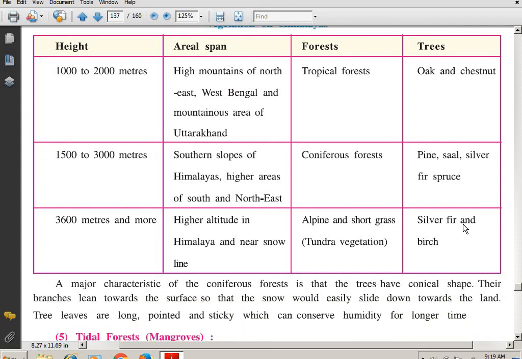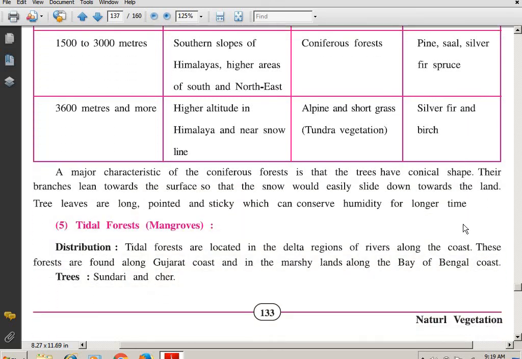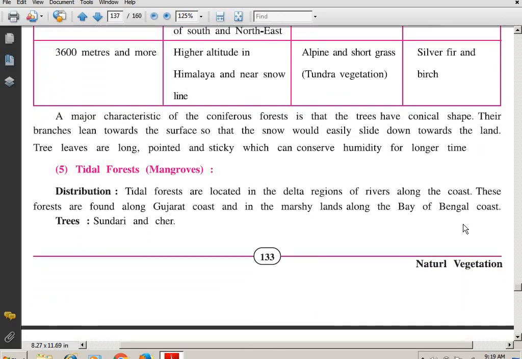Now come to the next point, tidal forest or the mangroves. And this is the last point of our answer. Tidal forest distribution. How have they been distributed, students? Tidal forests are located in the delta regions of rivers along the coast. These forests are found along, underline, students, the Gujarat coast and the marshy lands along the Bay of Bengal coast. And the trees that grow over here are Sundari and Cher.